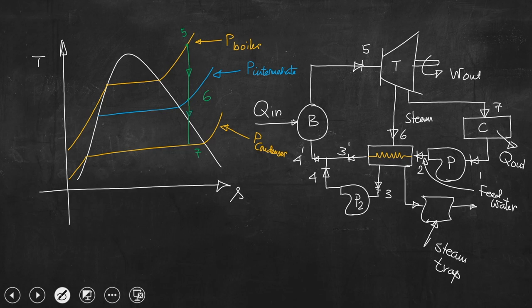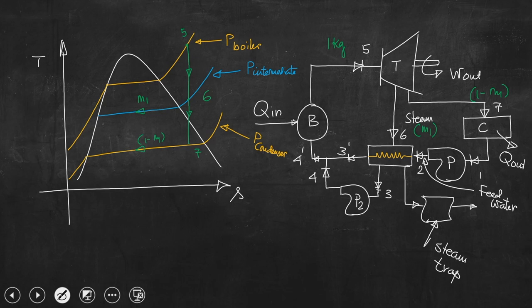You can understand, if the fraction of steam that is extracted from the turbine is m1, then if 1 kg of steam is allowed to go to the turbine from the boiler, and if we extract m1 kg of steam from the turbine, the remaining 1 minus m1 kg of steam will be allowed to expand isentropically and go into the condenser. So, we have extracted m1 kg of steam from the turbine, and the remaining steam is again expanding isentropically up to the condenser pressure, that is 6 to 7.